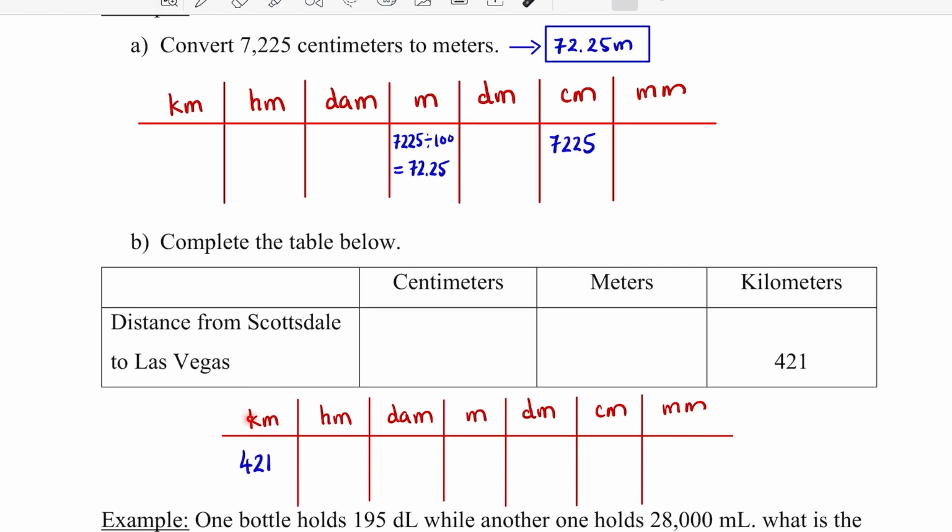Kilometers is 1,000 times larger than meters. So in order to find 421 kilometers in meters, I'll take 421 times 1,000. I'll have 421,000.